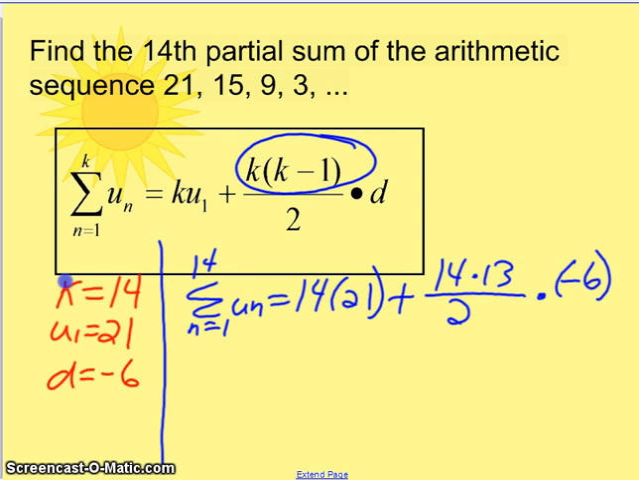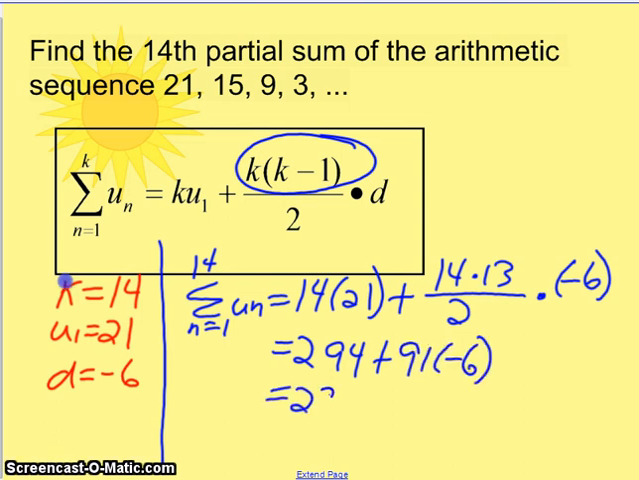14 times 21 is 294. 14 times 13 divided by 2 is 91. 91 times negative 6 is negative 546. And then I'm going to add 294.